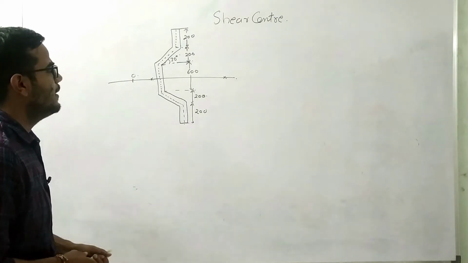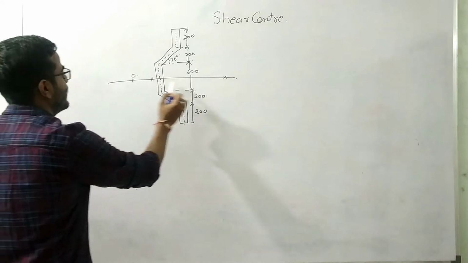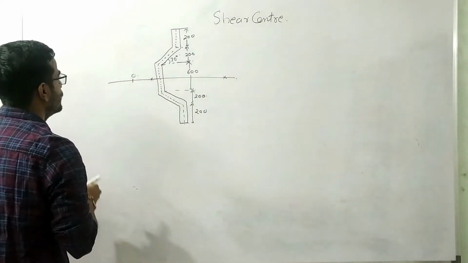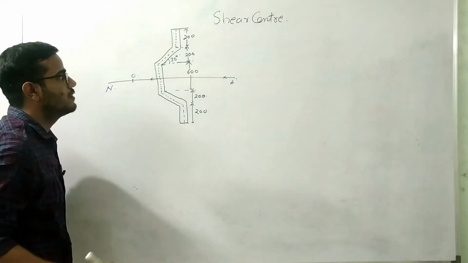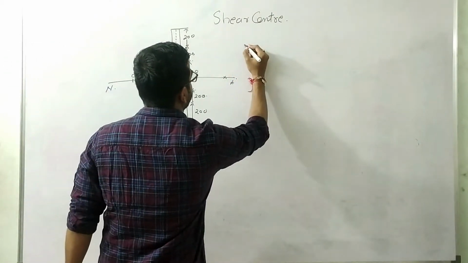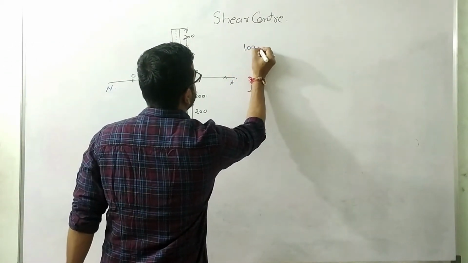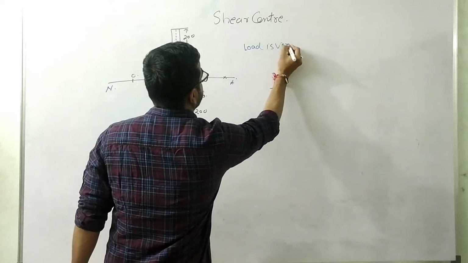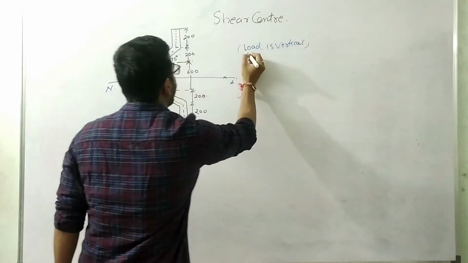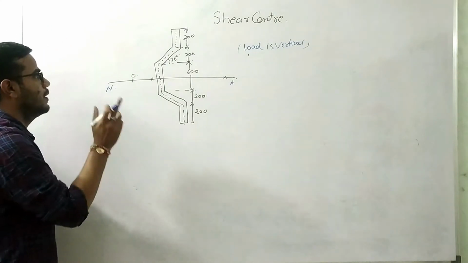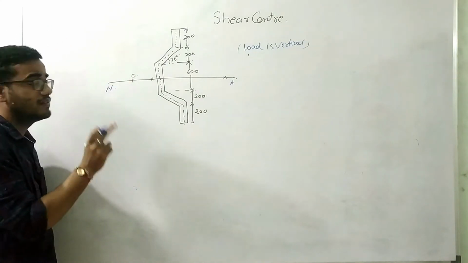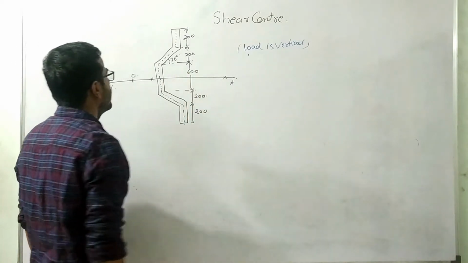Basically, in this problem, this axis of symmetry is here, which is also known as the neutral axis. And we are assuming that the load is vertical. The plane of load is vertical. Now we have to find the shear center. Where should we act this load? Where should this load act so that the member should not twist?